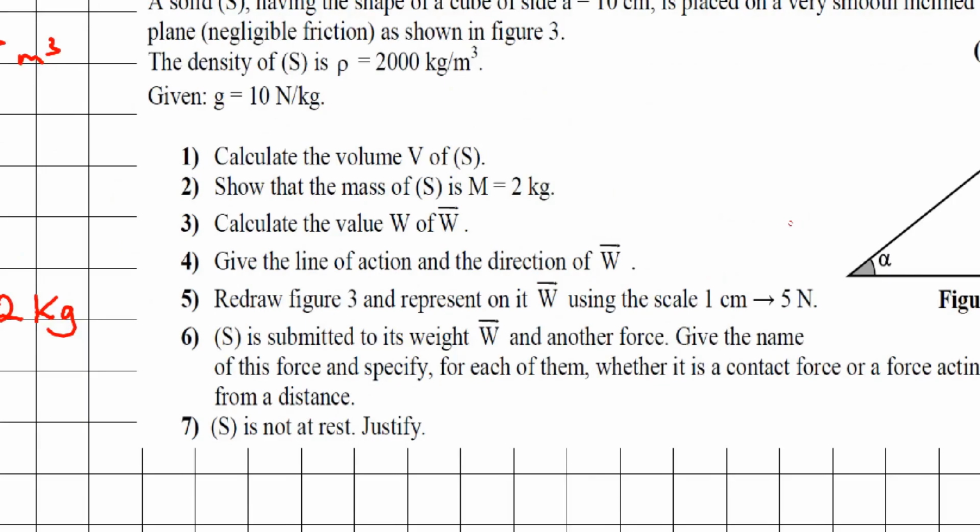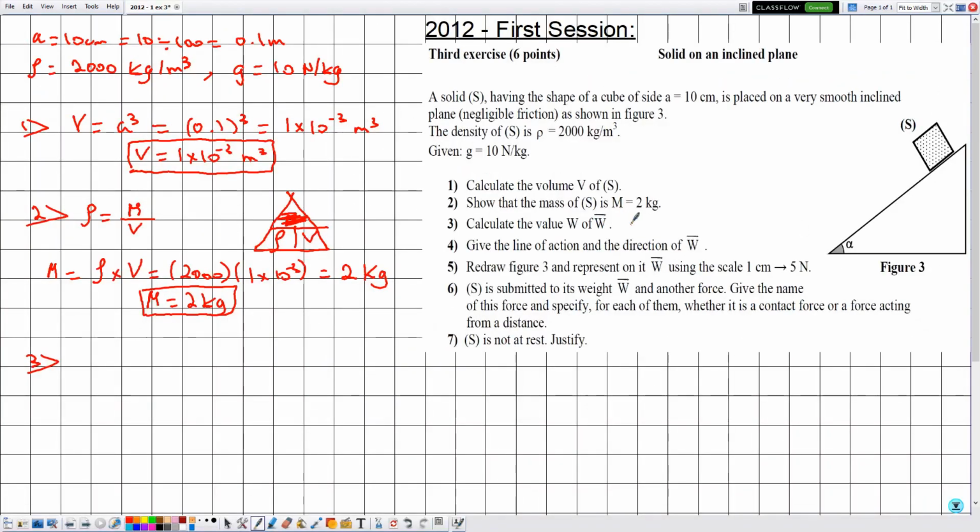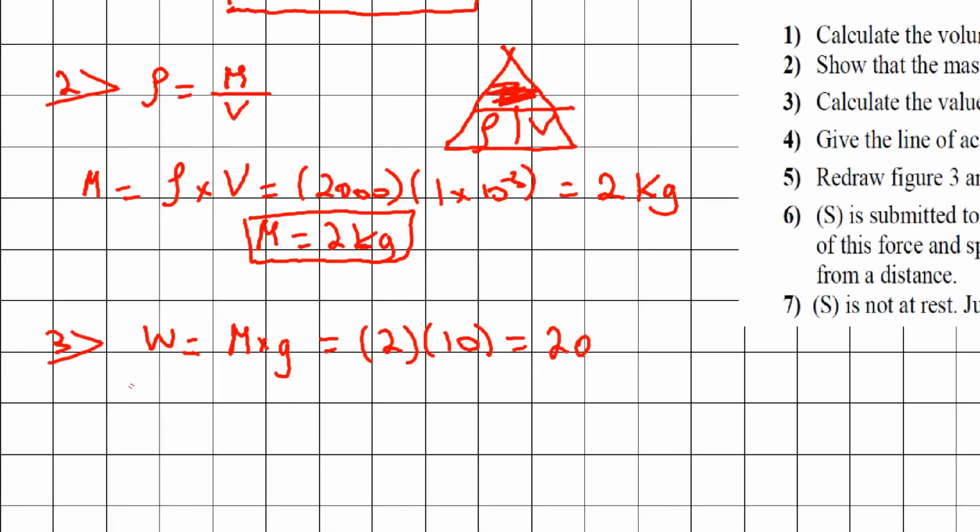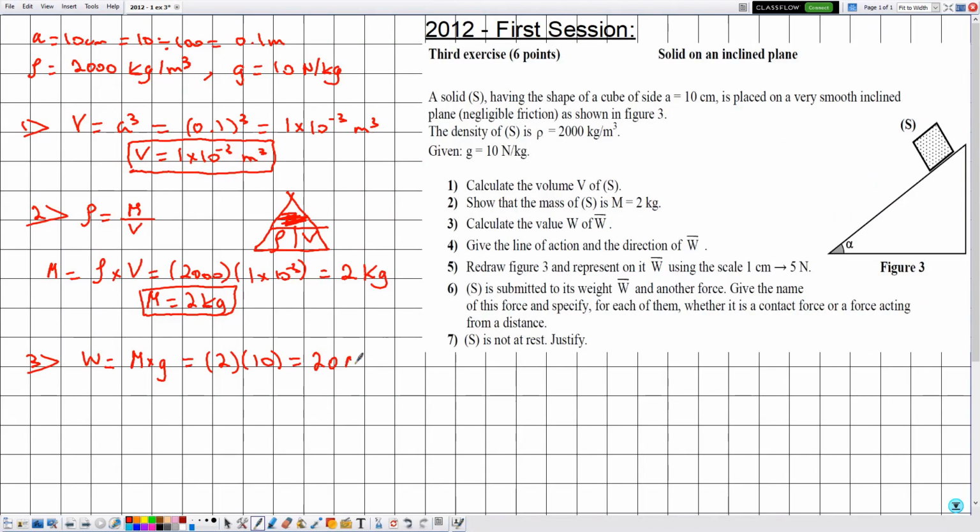Now in number 3, they are telling me to calculate the value W of the weight. So here W without a vector represents the magnitude of the weight vector W. And we know that the magnitude is given by M multiplied by g. The value of M that we have already calculated is 2, and the value of g is 10. This will give me 20. Since both M and g are in the SI, the value of W will be in newtons. So W is equal to 20 newtons.